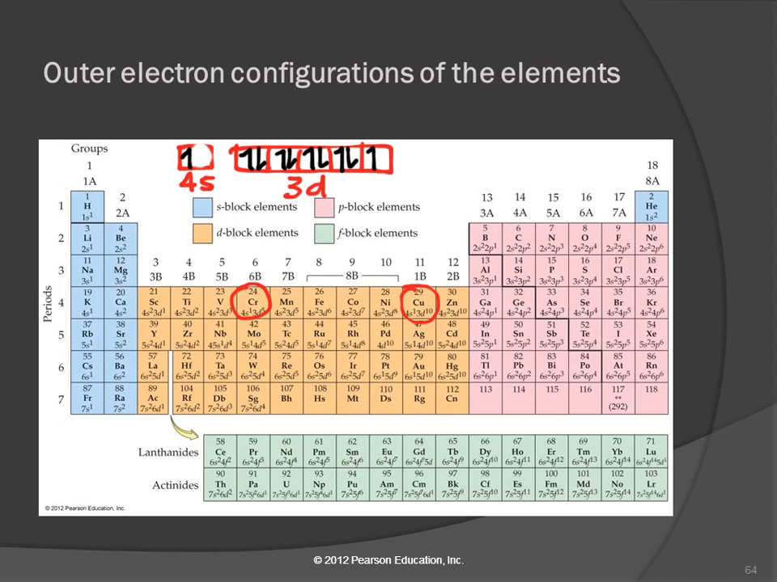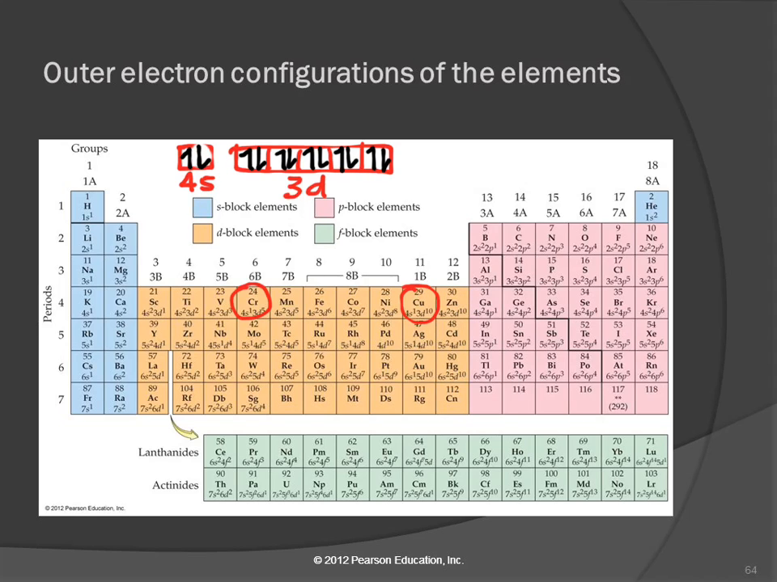moves up here. Now what we have is a completely full 3d subshell and a half full 4s subshell. Things that are completely full or half full are slightly lower in energy than ones that are not. And the electrons in these atoms are all about going to the lowest energy state, finding the lowest energy place. So that's what happens with copper. And then for zinc, one more electron is added and it goes in here.